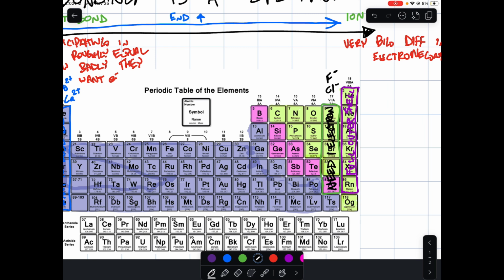And then this group 16 here, they want 2 electrons. Okay, so some examples of these elements are going to be oxygen, which is going to be 2-, or sulfur, which is going to be a 2- anion.